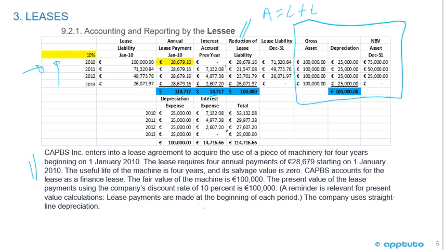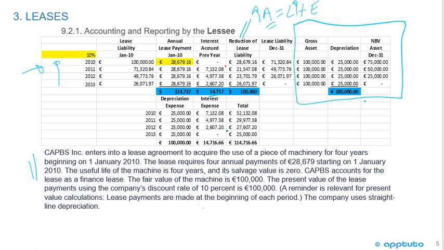Assets equals liabilities plus equity. They've got the asset. The asset is going to increase, and the liability is going to increase with the lease liability. So we're going to debit asset 100,000. We're going to credit the lease liability 100,000. That's our debits and credits.